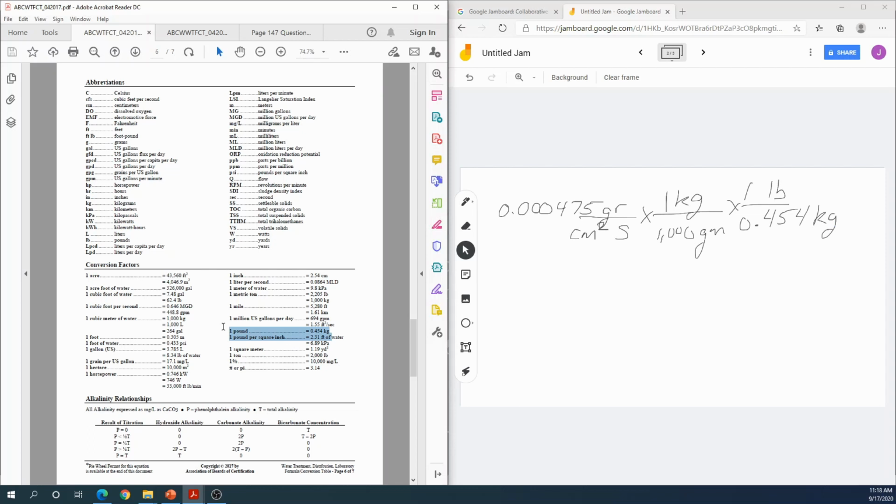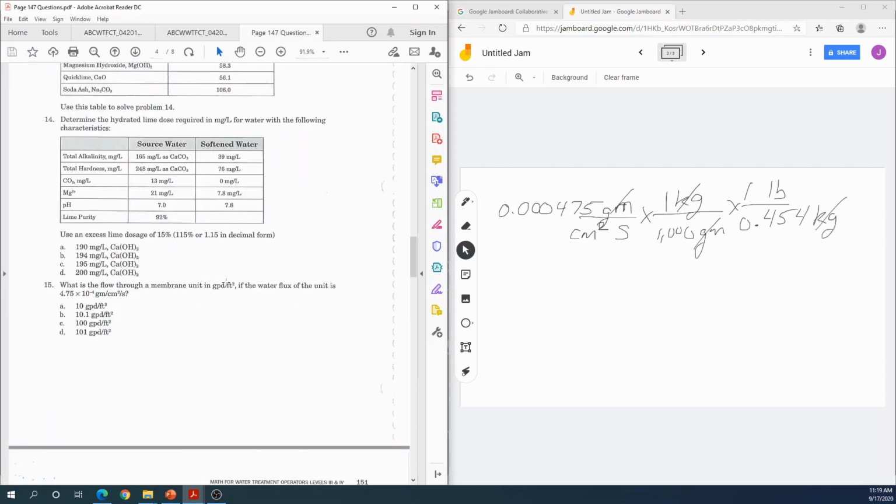Okay, so we've gone from, let's write this as grams. So grams canceled grams, kilograms canceled kilograms. So right now we've converted this. If we were to run this math out, we would have pounds per centimeter squared per second. But we're trying to find our answer in gallons per day. So now let's go ahead and convert our pounds into gallons.